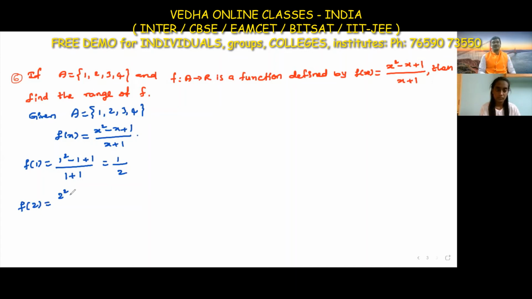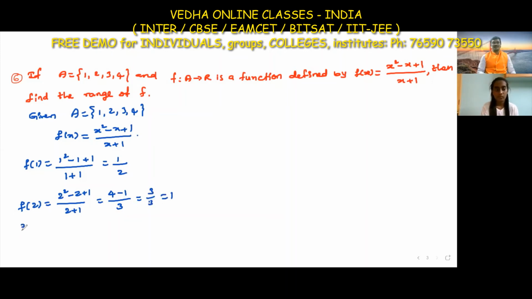If you substitute 2 in place of x, then 2 square minus 2 plus 1 divided by 2 plus 1. What is 2 square? 4. 4 minus 2 plus 1, divided by 2 plus 1, which is 3. So 4 minus 2 is 2, plus 1 is 3, 3 by 3 is 1.